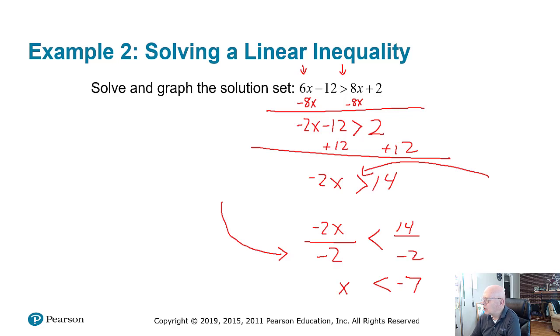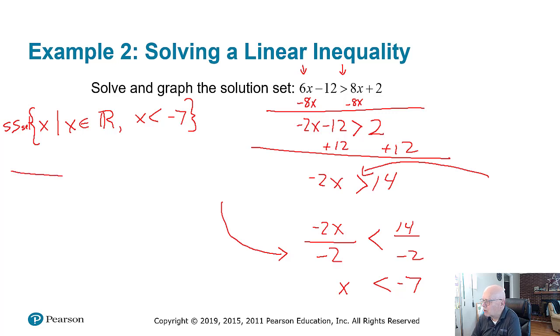So what does that look like? Well, first of all, let's use set builder notation for a little bit of practice. It's a set of all x. This is the solution set. Set of all x such that x is a real number. We'll give it a fancy R there. And x is less than -7. Okay, there's set builder notation.